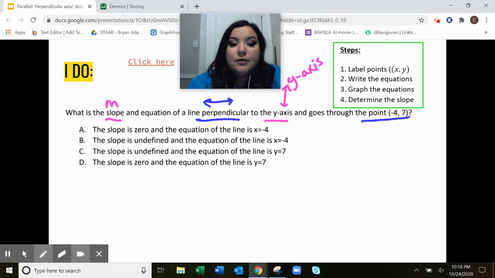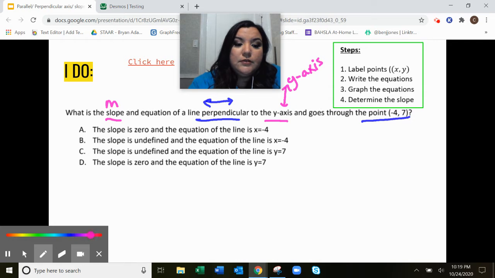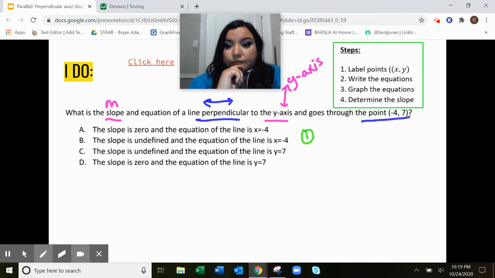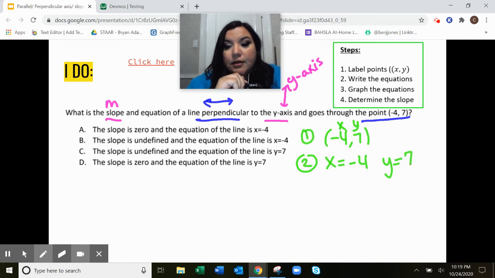All right, so let's follow our steps in order to answer this question. So step number 1 says to label the points. So we have a point, -4, 7, and this is our x and our y value. All right, step number 2 is to say we now need to write the equations. So based off of what we just labeled, we know that x is equal to -4 and y is equal to 7. All right, so because x is -4, y is positive 7.